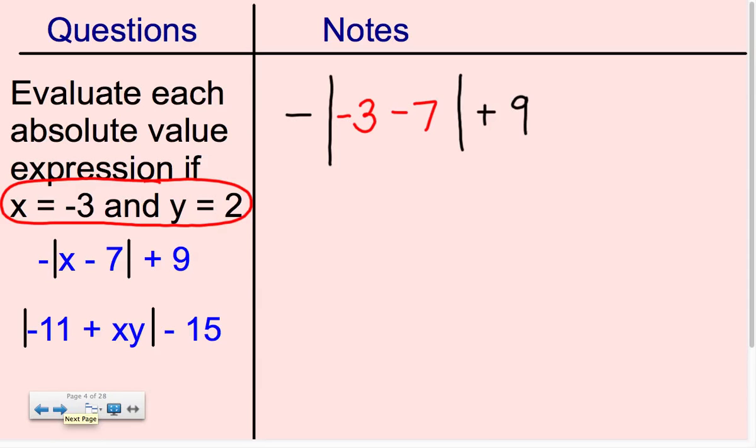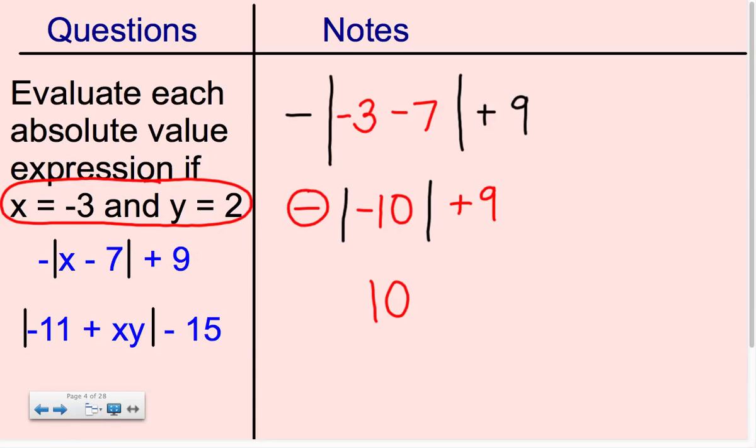All right, so again, I'm going to work inside of my absolute value lines. Negative 3 and negative 7 make negative 10. I'll bring down that negative sign in front, and I'll bring down the plus 9. The absolute value of negative 10 is 10, but then I have to bring that negative sign down and put it in front of the 10 plus 9. Negative 10 plus 9 is negative 1.